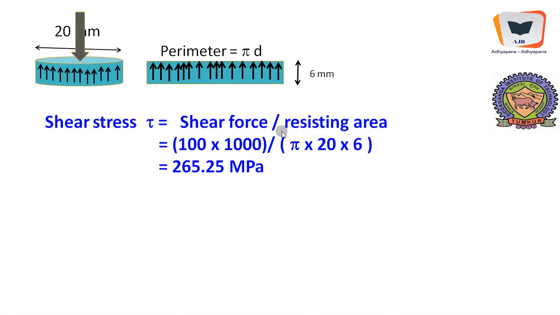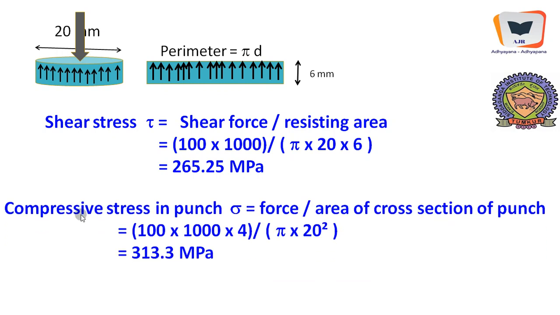Shear stress equal to shear force divided by resisting area. We never say area of cross section over here as far as shear is concerned. This is a very important point to note. So it is 100 into 1000 to make it Newton divided by the resisting area. Pi d is 20 millimeter and 6 is the thickness. This is pi d and this is thickness. So this becomes the resisting area. So from the shear force criterion, the shear stress that is being developed is 265.25 MPa.